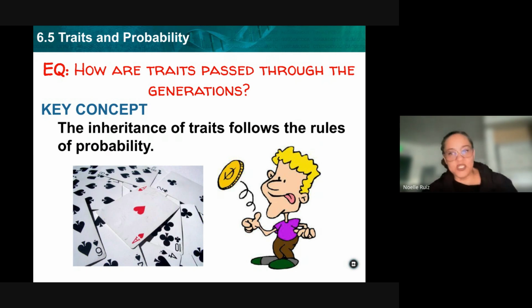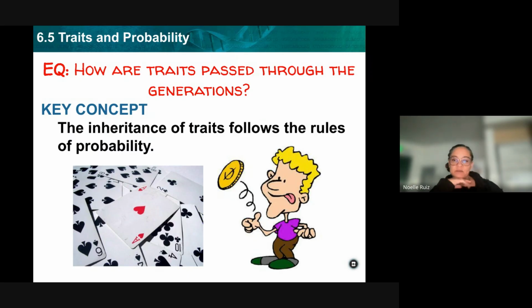All right, essential question. It's been our same essential question all chapter. How are traits passed through generations? And our key concept, the inheritance of traits, follows the rules of probability, which is why we talk about coin flips. What is the probability of heads, the probability of tails? And those only have two choices, so those probabilities are both 50-50.